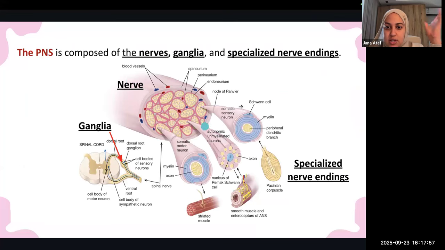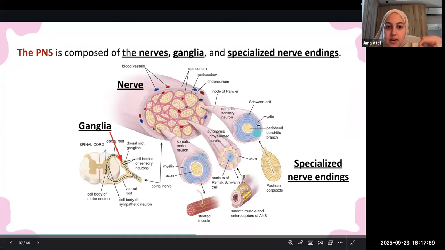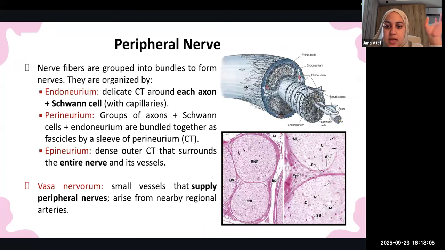Okay, this is just another picture, and you have Schwann cells. This is the ganglia. This is mainly anatomy, so that's it. Peripheral nerve, like I said, is similar to a muscle. Just know that if it is a peripheral nerve and it is myelinated, it's going to be myelinated by a Schwann cell. These are the coverings of them. Remember in the muscle, there was the epimysium, perimysium and endomysium. Same thing for a peripheral nerve: it has endoneurium, perineurium, and epineurium.